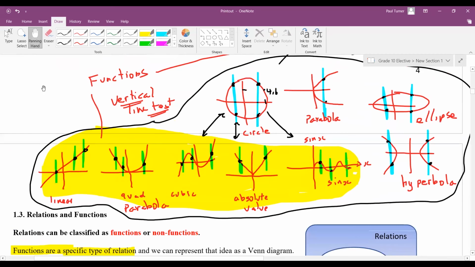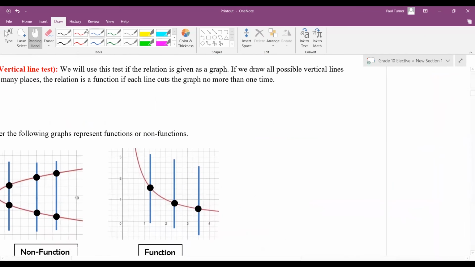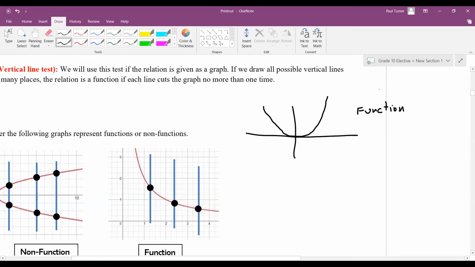Now, if we look carefully, let's draw two separate ones here. So for an example of a function like that, this is a quadratic, so it's a function. This is a quadratic function. So for a function, each x value has only one y value. Very important. That's how we can define what is a function.